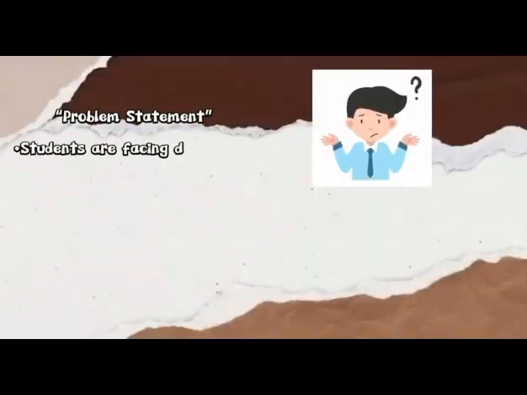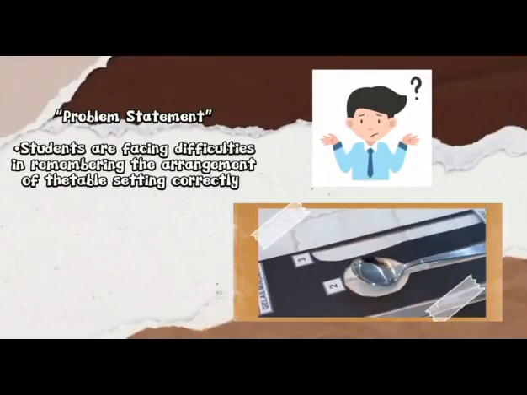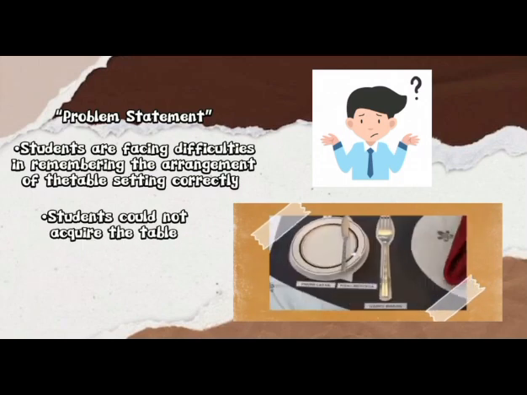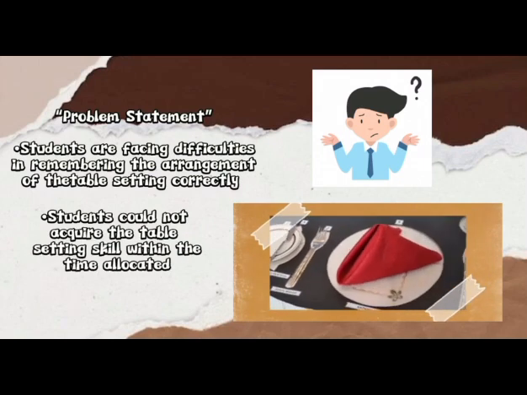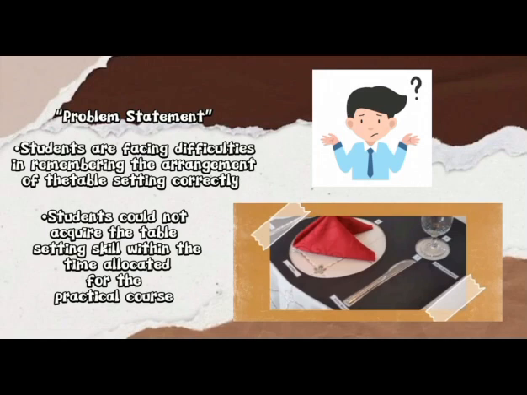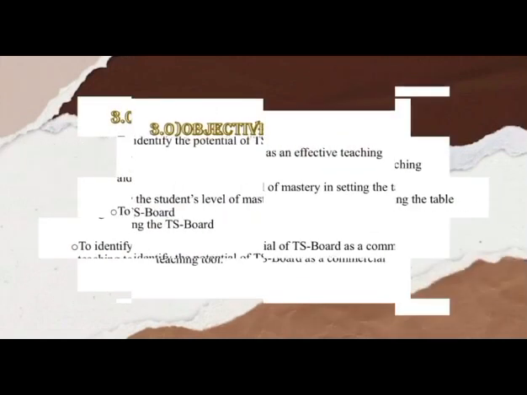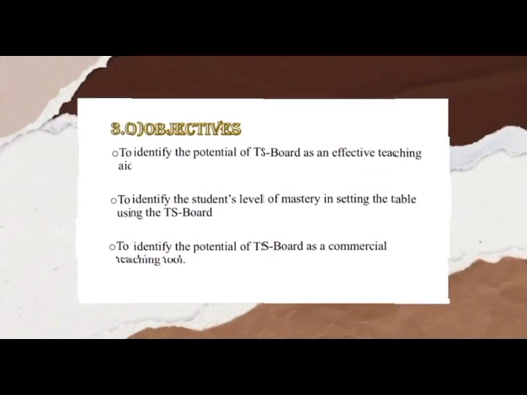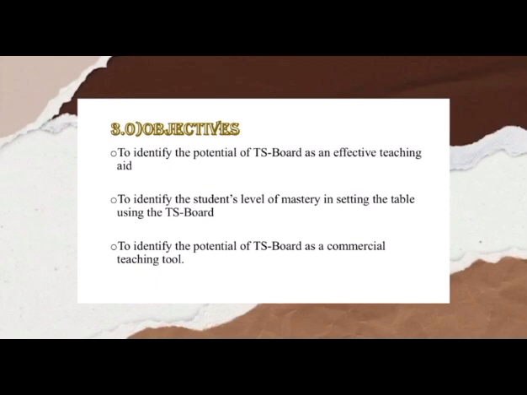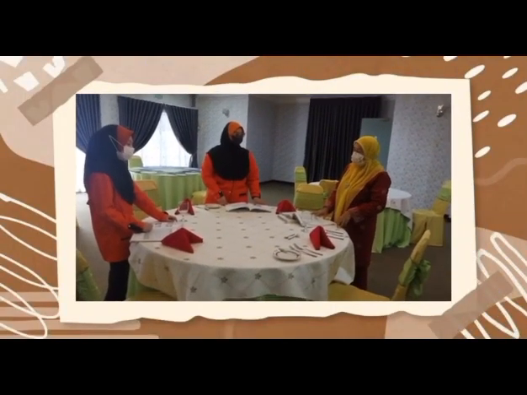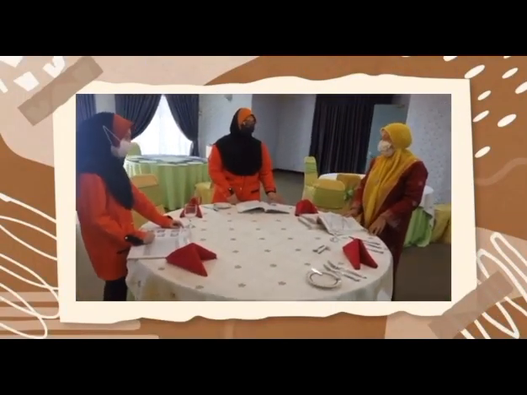Next, problem statements. Students are facing difficulties in remembering the arrangement of the table setting correctly, and students could not acquire the table setting skill within the time allocated for the practical course. The objective is to identify the potential of the S-board as an effective teaching aid, the students' level of mastery in setting the table using the S-board, and the last one, to identify the potential of the S-board as a commercial teaching tool.